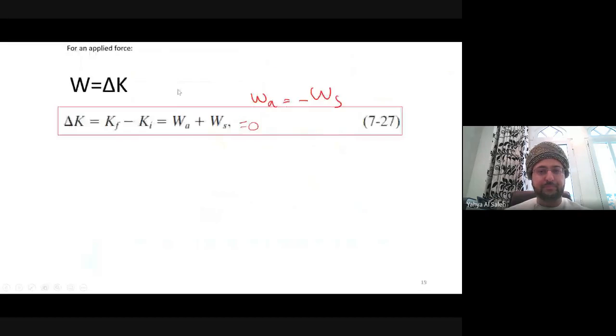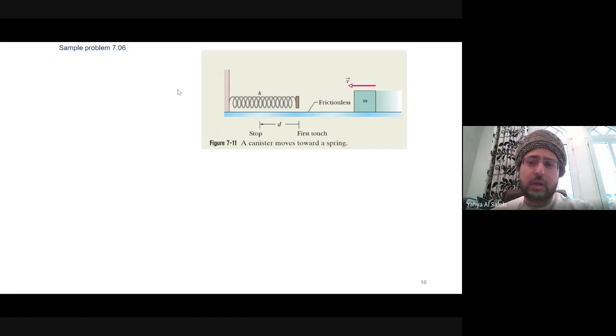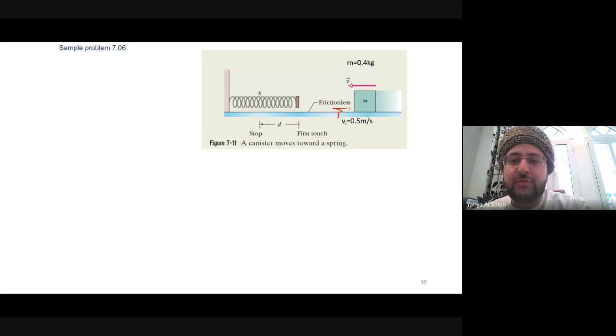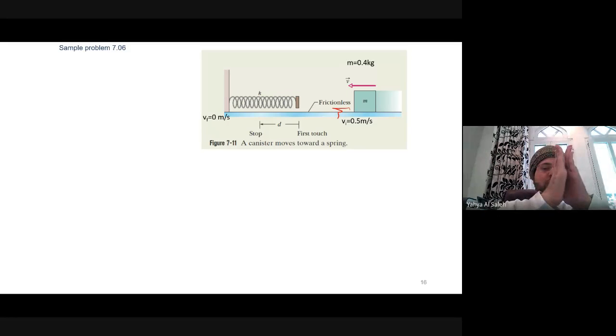Okay. Let's do a numerical example. I have a spring and I have a block which is moving at velocity v in this direction on a frictionless surface. Its mass is 0.4 kilograms. Its initial velocity is 0.5 meters per second. And its final velocity is 0 meters per second. So what's going to happen is the block is going to hit the spring, and it's going to keep pushing it until it finishes all its energy and it just stops.